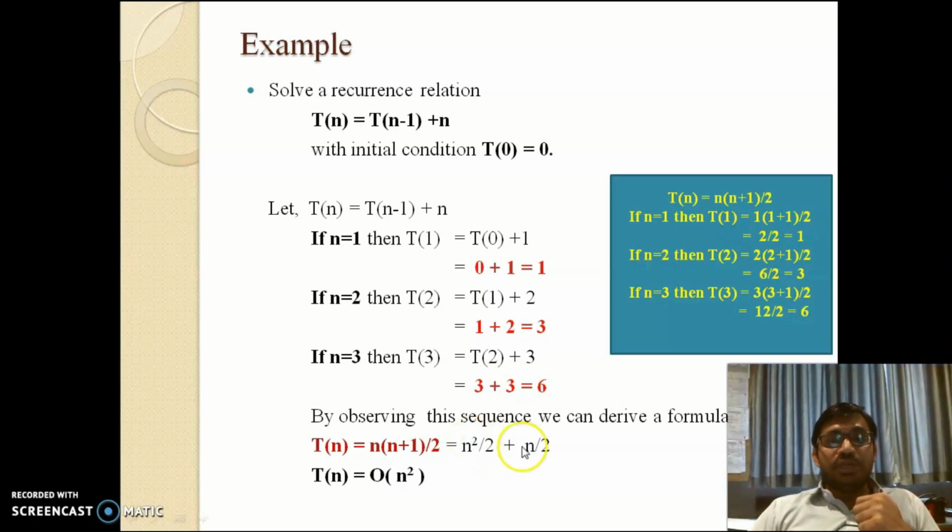Here the power is 2, here the power is 1, so this term has the highest power. Remove constant. Here the constant is 1 by 2, so remove 1 by 2, we have now n square only. So the time complexity of this algorithm is T of n is equal to order of n square.